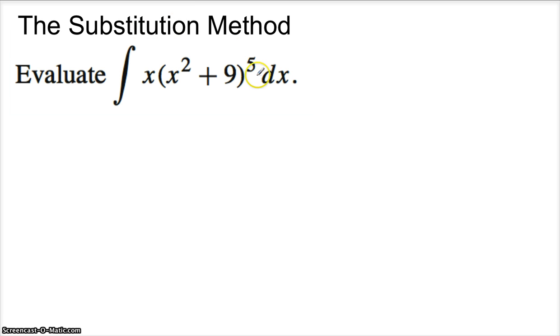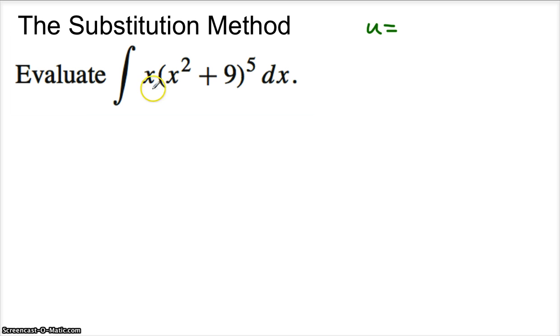The substitution method is introducing a new variable, which we're going to use. We're going to make a clever substitution into this integral here, which is going to simplify it to something that we can determine its antiderivative quite simply. So we're going to introduce a variable. The variable I'm going to use is u. So we're going to let u equal something in terms of x.